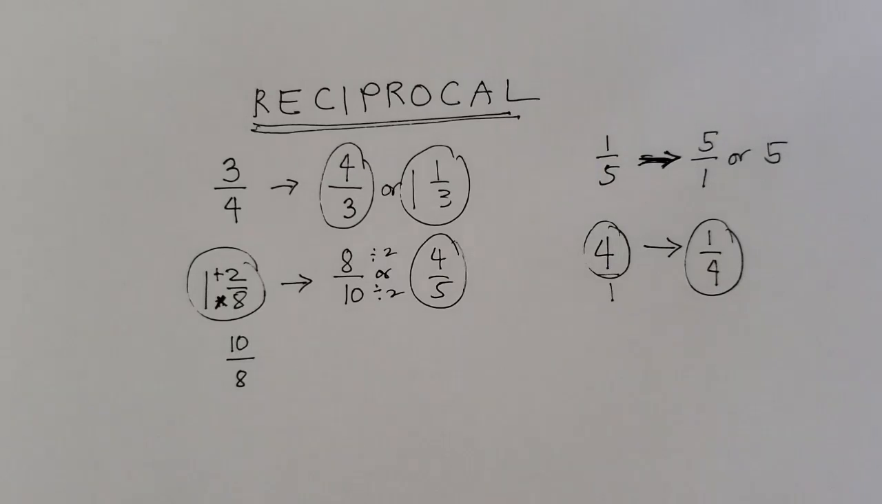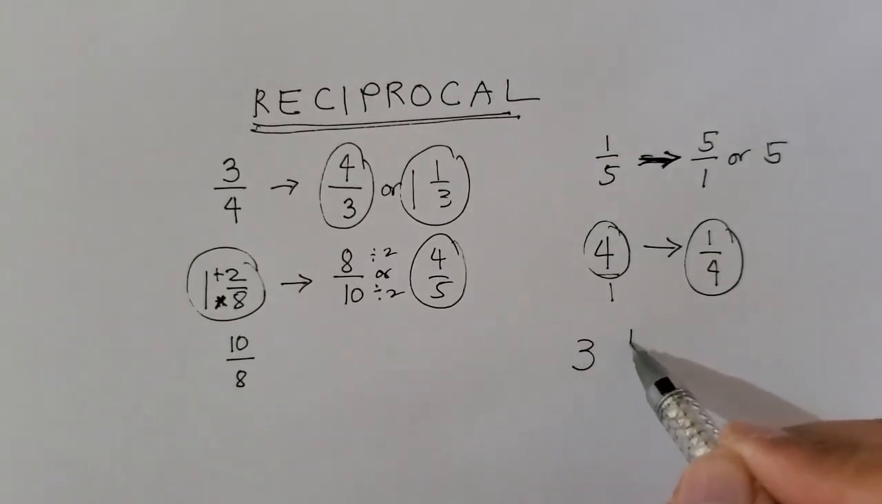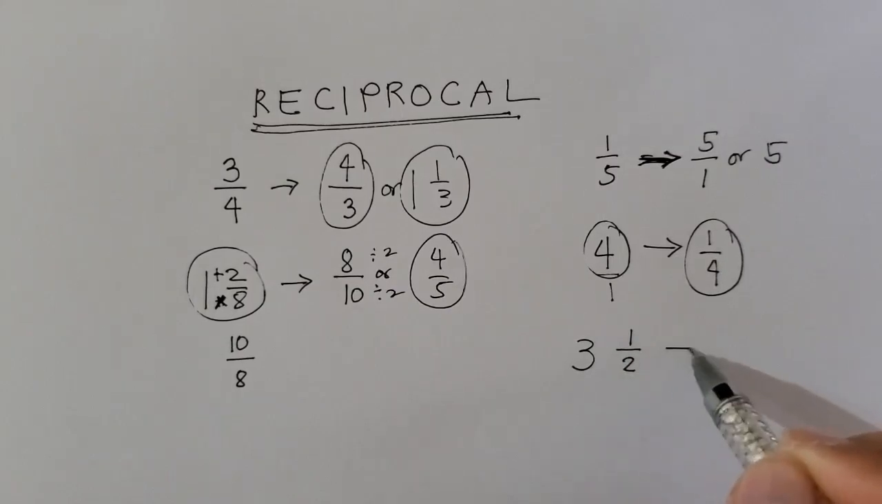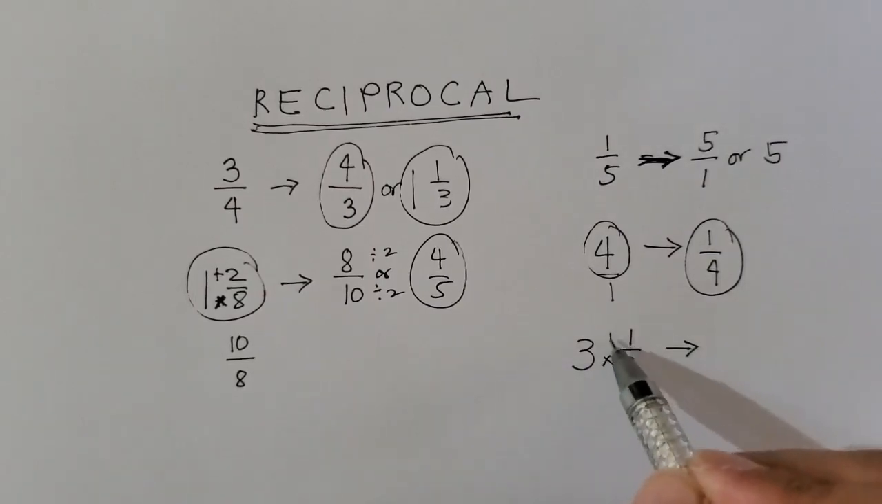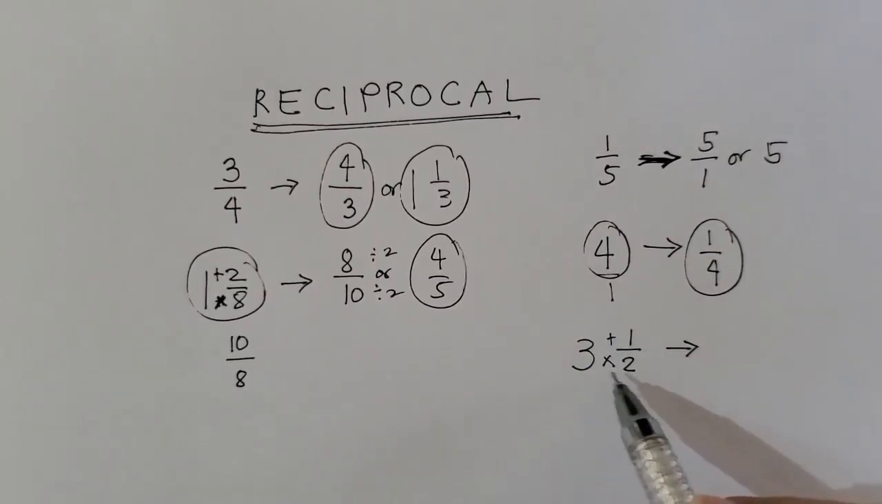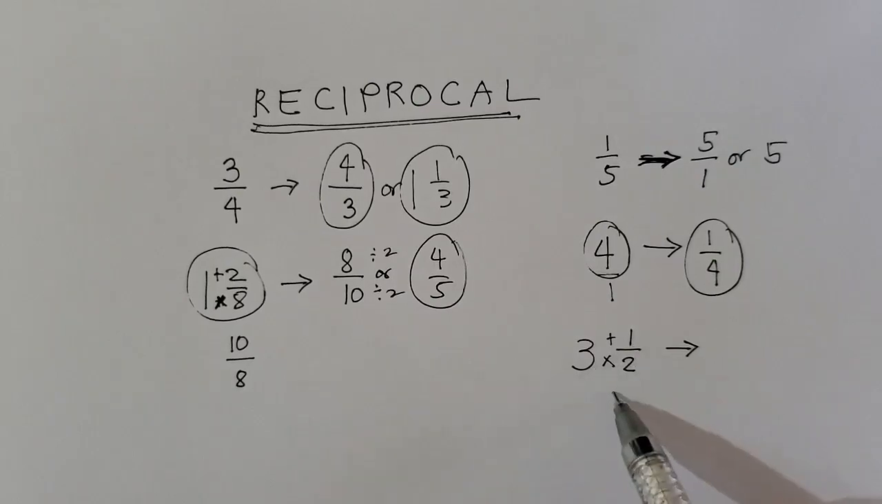And now, let's try another number, which is 3 and 1/2. What's the reciprocal of 3 and 1/2? Another mixed number, so we have to change it into an improper fraction first. That will give us 3 times 2 is 6, plus 1, that is 7 over 2, or 7/2.